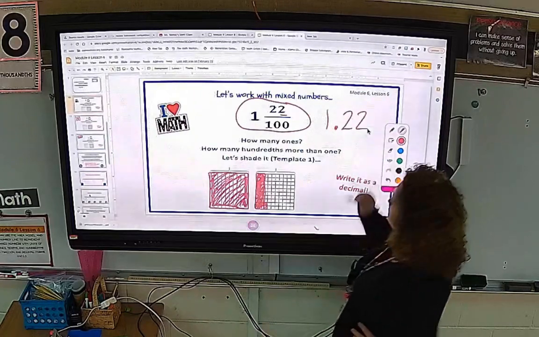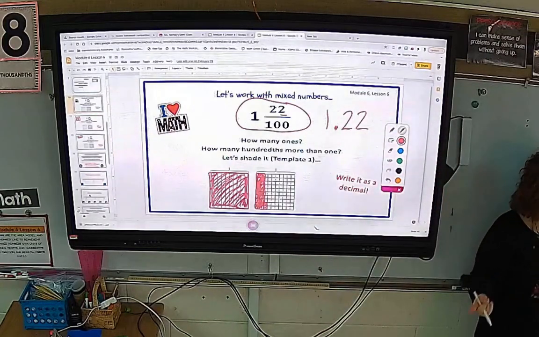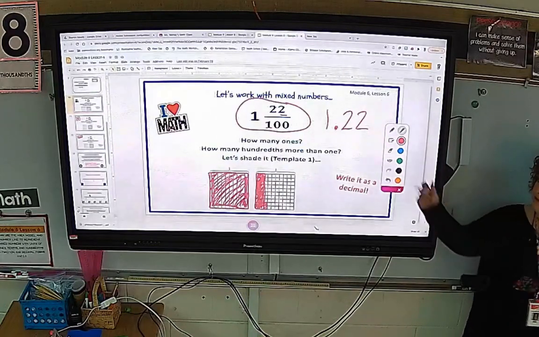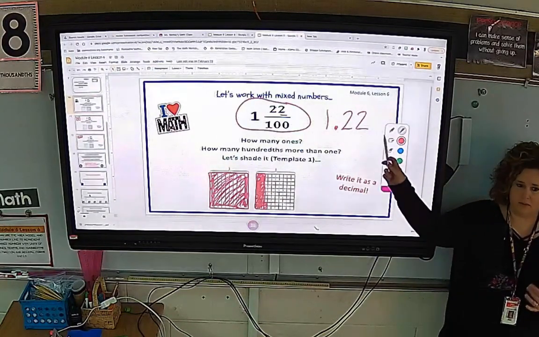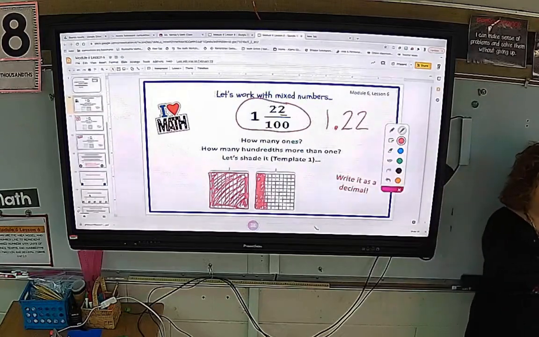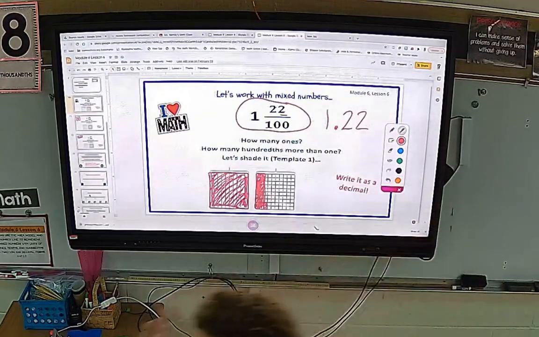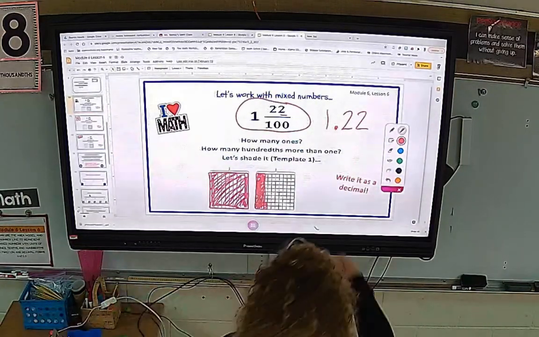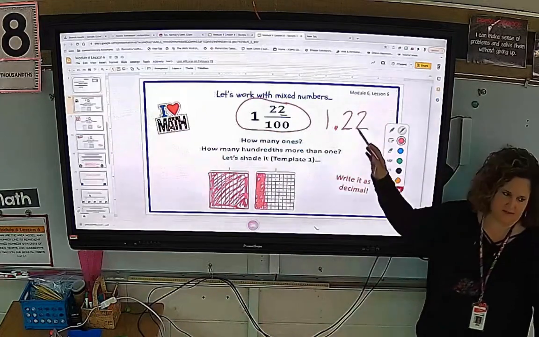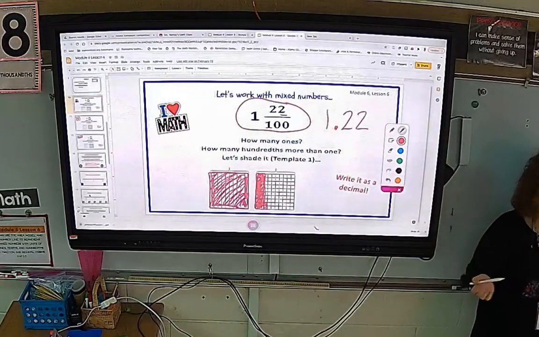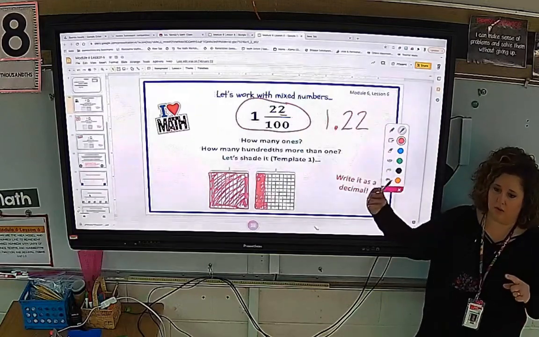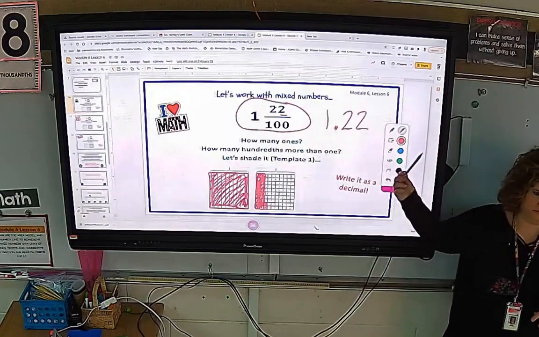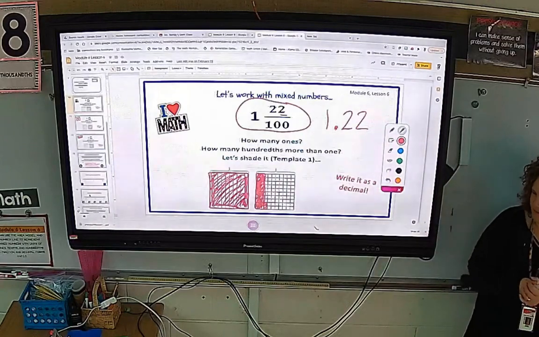1.22. Remember on Friday, I believe it was, we started going out to the hundredths place. That's how we read that. That's 22 hundredths, because those two digits get me out to the hundredths place. Remember where the hundredths place is. It's all the way right here. So we know as a fraction that says 1 and 22 hundredths, but that's how you say it as a decimal also. 1 and 22 hundredths or 1.22. You could say it either way.